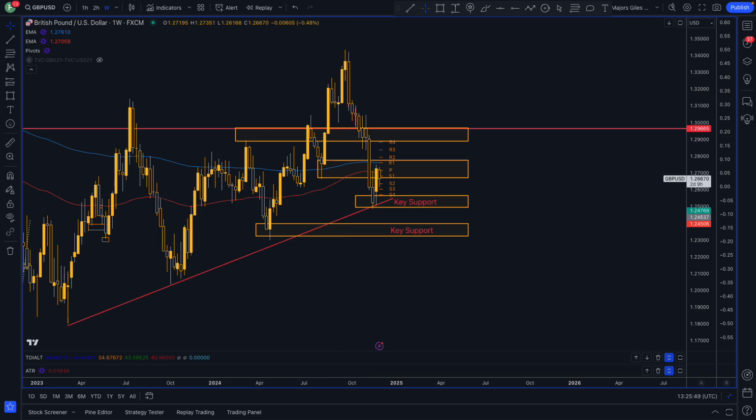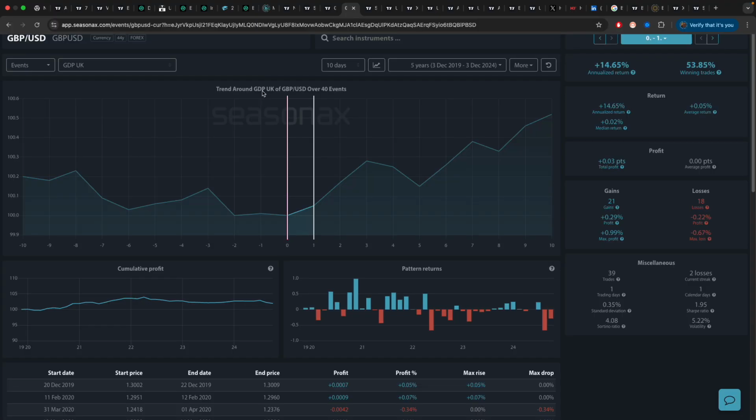Remember, don't just trade it, Seasonax it. There are trade risks. The key trade risk here is, of course, that previous seasonal patterns don't necessarily repeat themselves. And of course, we don't know what the GDP print will be. So it's very hard to assess what the reaction will be in the pound.